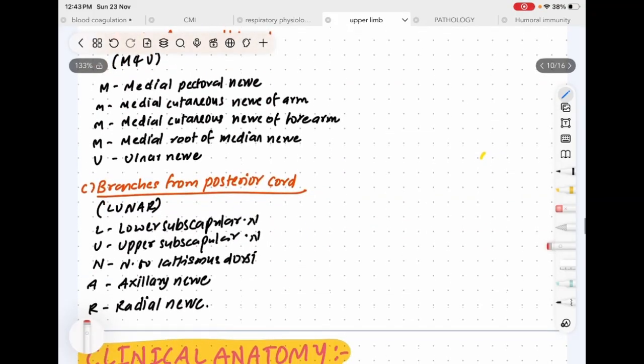Now what are the branches from posterior cord? Remember this mnemonic as LUNAR. Many will tell you to remember it as ULNAR, but ulnar is a separate nerve, so in exam we may confuse and include ulnar nerve in the posterior cord branches. To avoid the mistake, remember it as LUNAR. L is for lower subscapular nerve, U is for upper subscapular nerve, N is for nerve to latissimus dorsi, A is axillary nerve, R is the radial nerve.